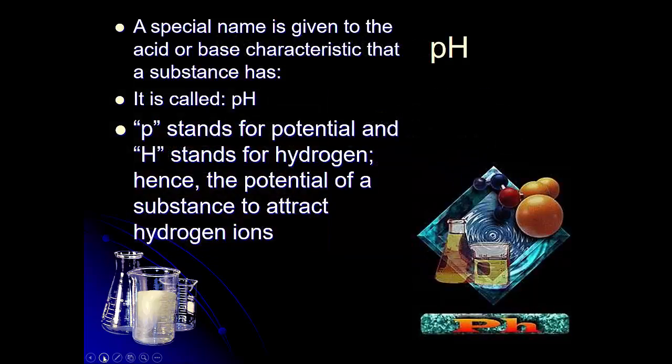The special name given to the acid or base characteristic that a substance has is the pH. The p stands for potential and the H stands for hydrogen. So technically, pH stands for the potential of a substance to attract hydrogen ions. So again, it's not just hydrogen atoms, but it's hydrogen ions that are important here. And pH tells us how good it is at attracting hydrogen ions.